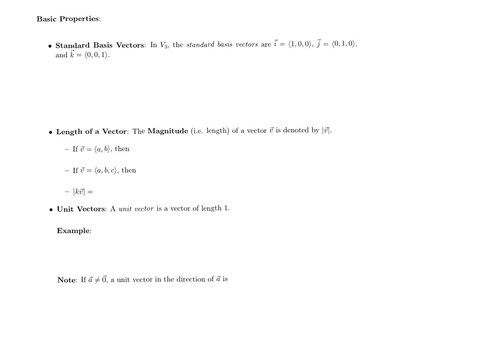So in V3, the standard basis vectors are the vectors i, which is 1, 0, 0, j, which is 0, 1, 0, and k, which is the vector 0, 0, 1. And the reason we call these standard basis vectors is because each vector in V3 can be expressed in terms of the standard basis vectors. So we can express each and every vector in V3 in terms of i, j, and k. And let me illustrate this.